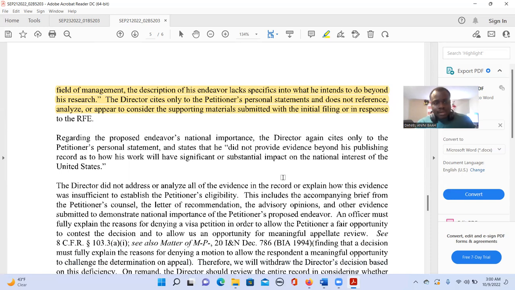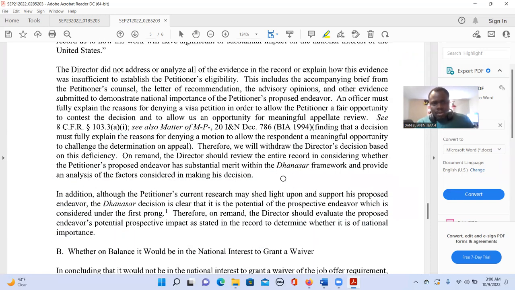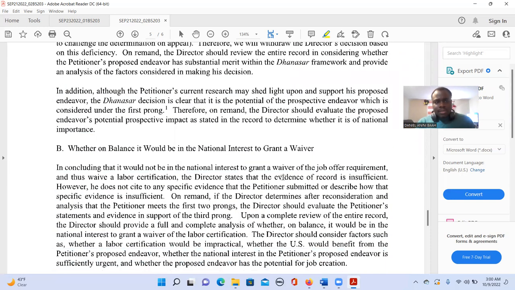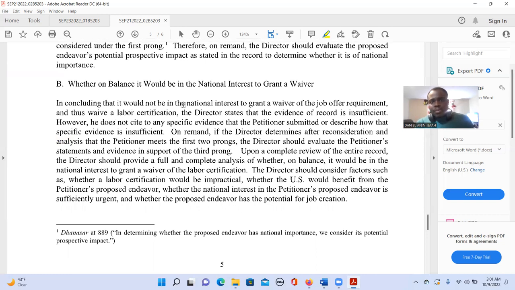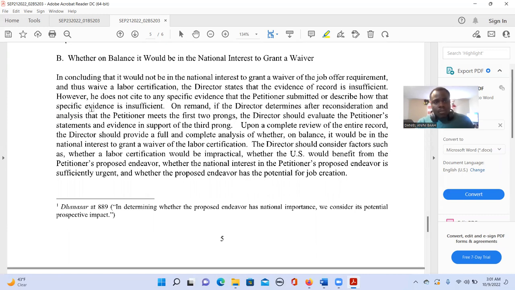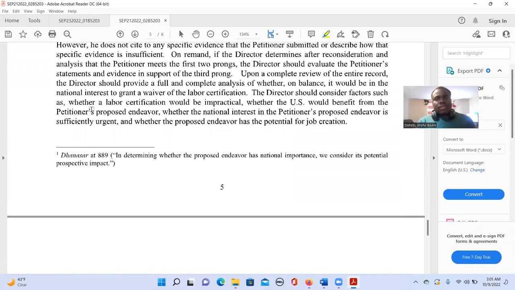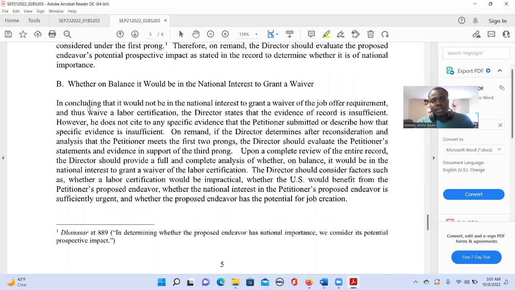So that is it. Now, I can go on and on, but okay, so the imbalance, it will be beneficial for the US to grant a waiver. So in concluding that it will not be in the national interest to grant. Okay, so this is also the chapter 4 of what the officer was expecting. In concluding that it will not be in the national interest to grant a waiver of the offer requirement and thus waive the labor certification.